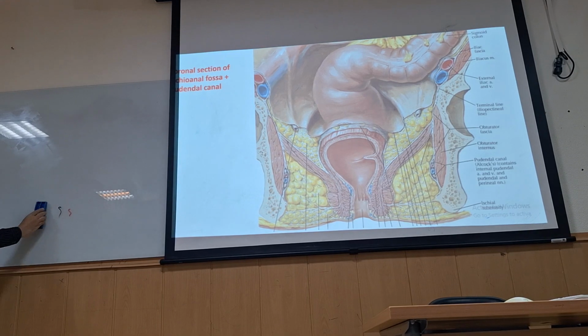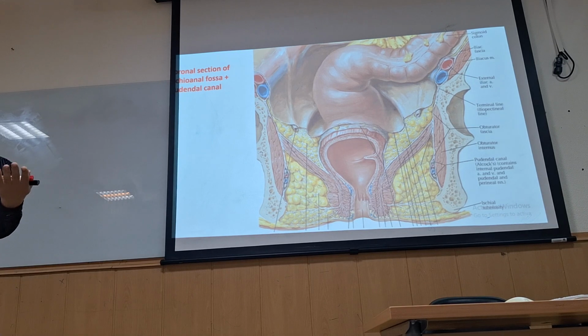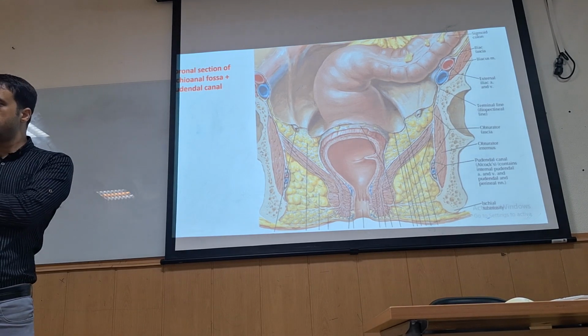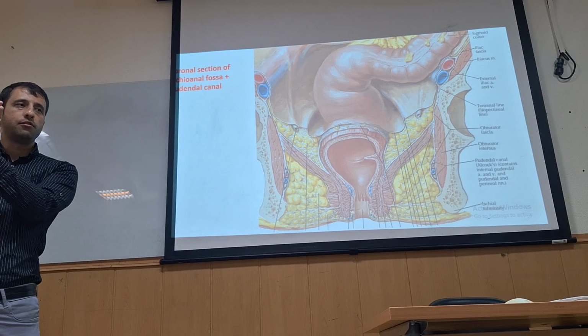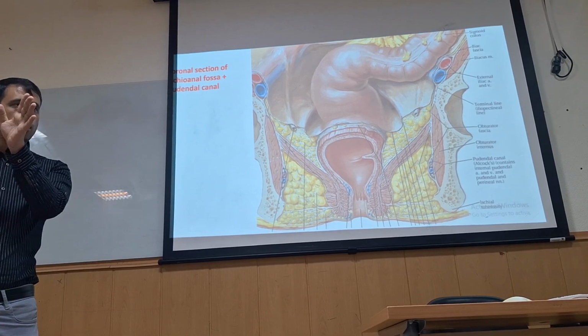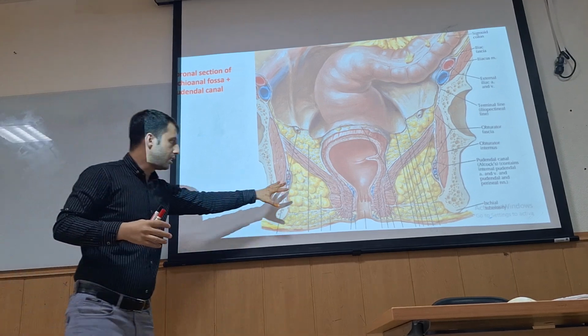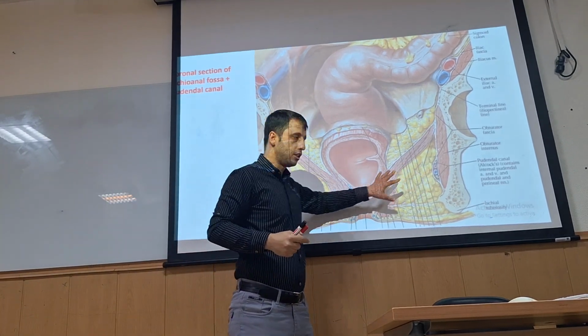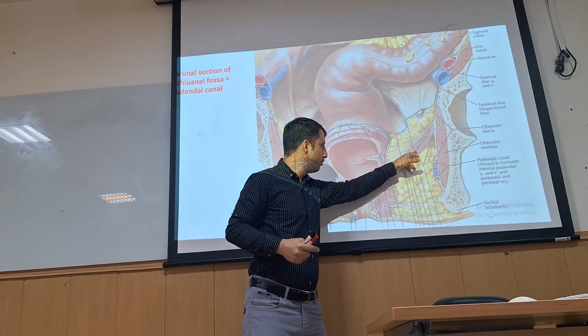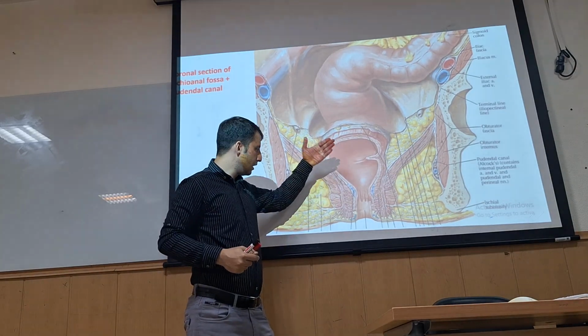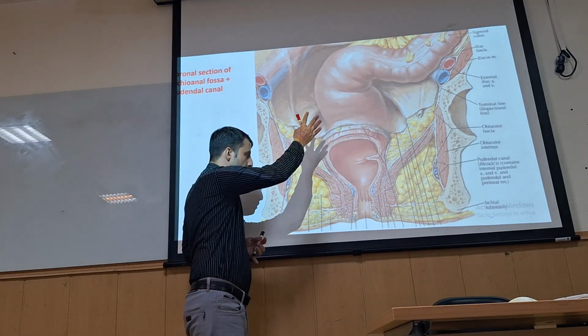So, we are assessing the structure of the anal triangle. I said that the anal triangle superficially is made by the superficial fascia, which is made of fatty tissue. Look at here, this is fatty tissue, and the deep fascia of this area.